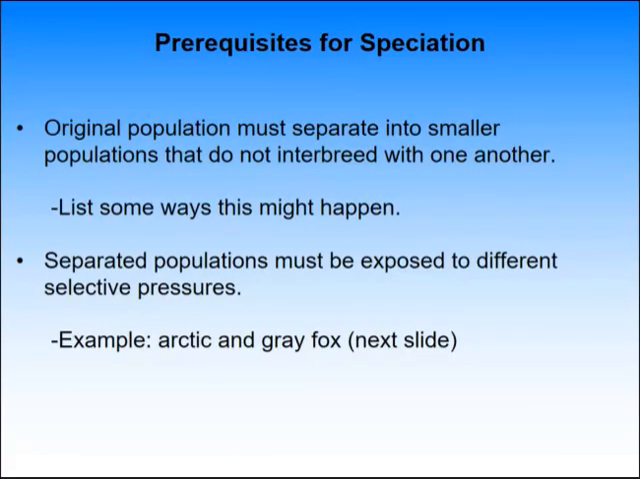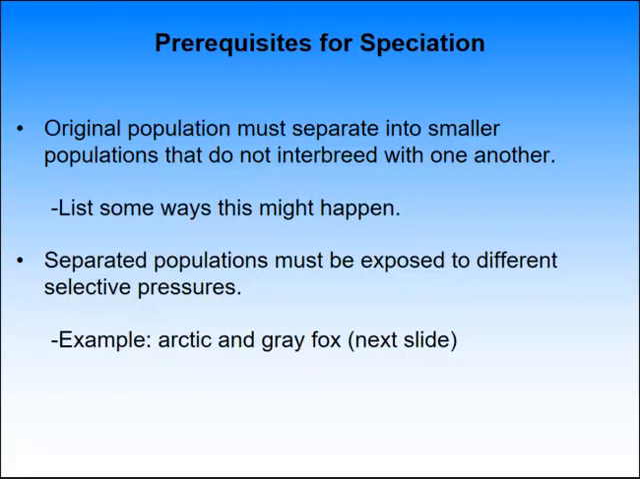Before we actually get into one species turning into two species, there are some rules or prerequisites for speciation. One, the original population must separate into smaller populations that won't interbreed. And two, the separated populations must be exposed to different pressures. We're going to go over these, and the pressures are considered selective pressures.